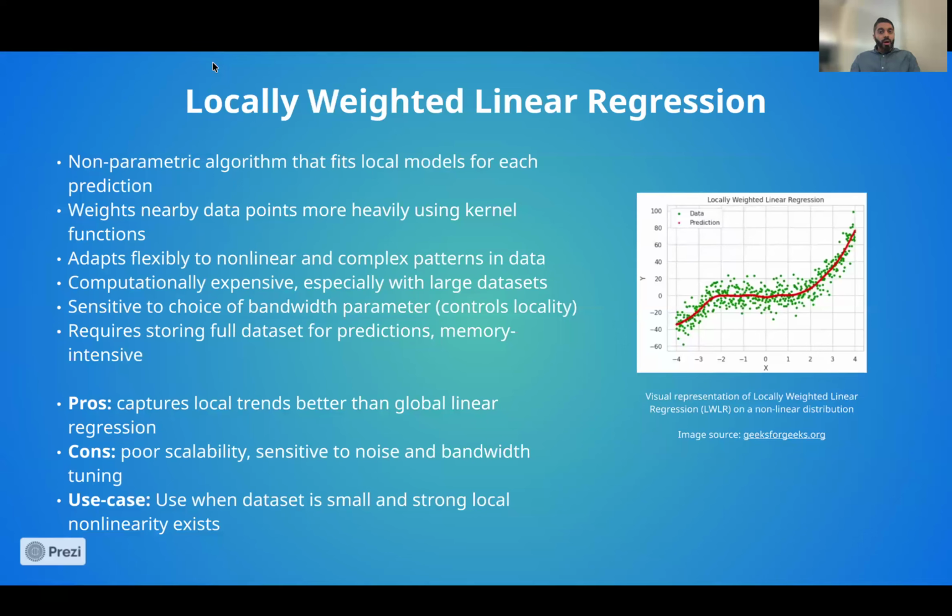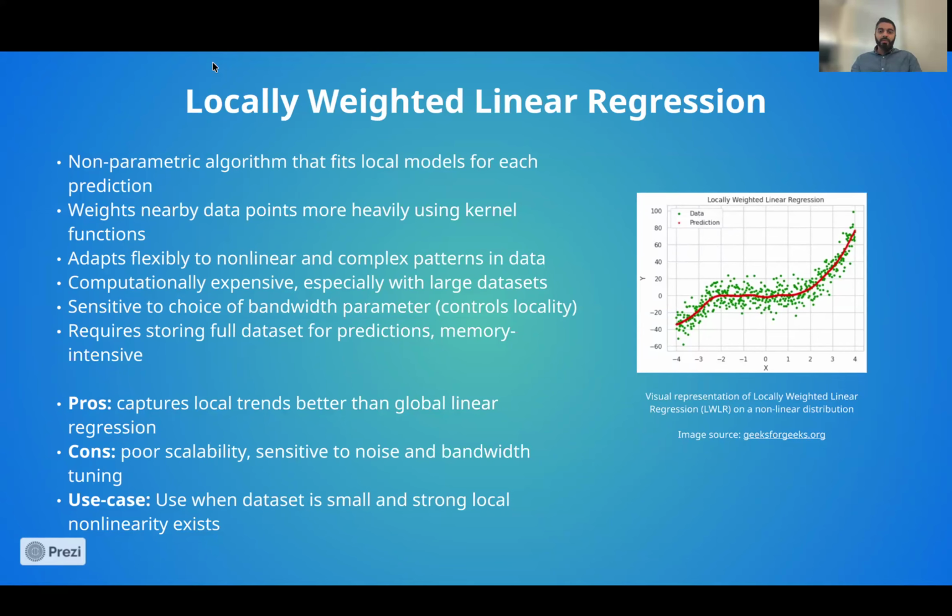Moving on to another type of regression model. This is called locally weighted linear regression. LWLR is what it's commonly called. And the idea is that LWLR is able to overcome a whole lot of limitations of linear regression that we've seen earlier, right? And the idea is pretty simple.